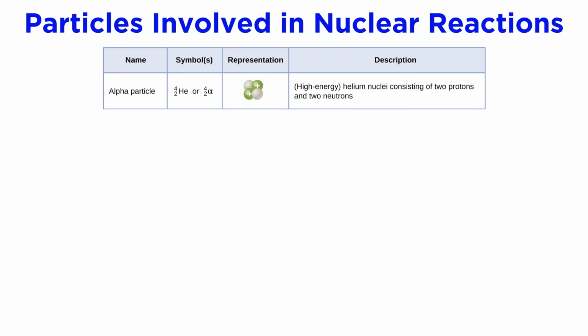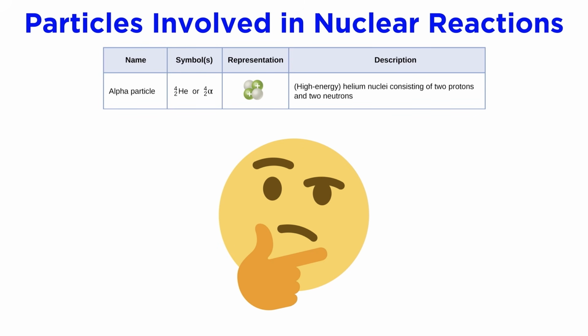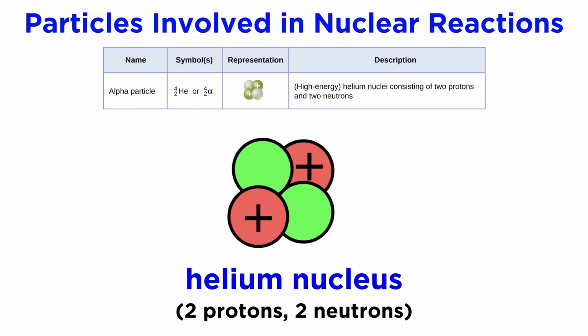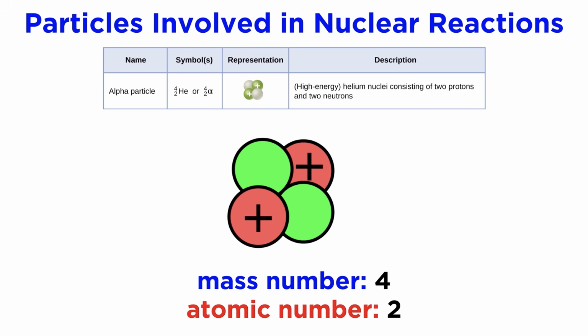The first is the alpha particle. When this particle was discovered, we did not know what it was, so it was simply named alpha, but we later found out that it is a helium nucleus, so we can refer to it with either the alpha symbol or the helium symbol. This has a mass of 4 atomic mass units, so the mass number will be 4, and since there are 2 protons, the atomic number will be 2.